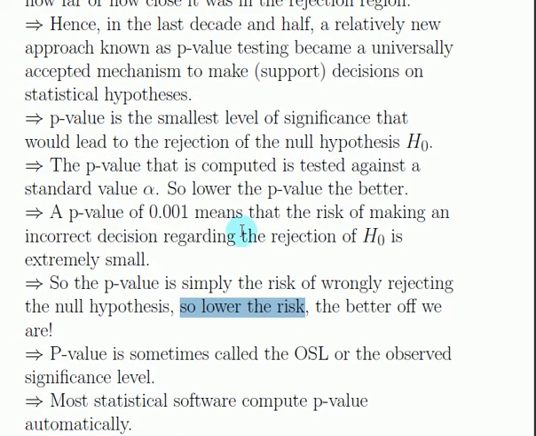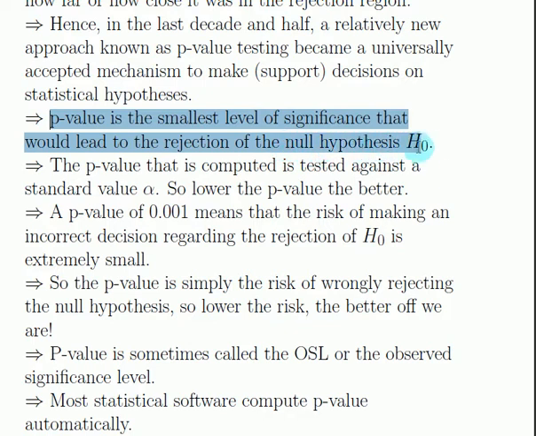Once again, let me explain this so the concept is very clear, because it's a very critical concept. The p-value is really the smallest level of significance that would lead to the rejection of the null hypothesis. So a p-value of 0.001 means that the risk of making an incorrect decision regarding the rejection of H naught is extremely small. For example, if your p-value was 0.3, there is a 30% chance of you making an incorrect decision while rejecting the H naught. So the smaller the p-value, the stronger the evidence you have to reject the null hypothesis.